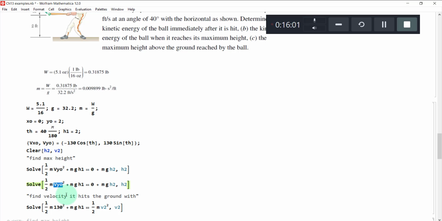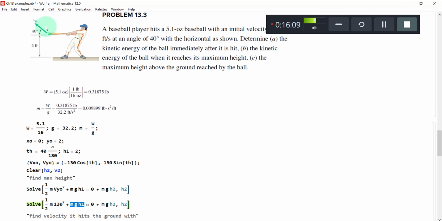So if I consider the entire 130 feet per second to start out with, and my mgh1, so remember, this is not starting at the ground level, it's starting at 2 feet up, and I want to take this up to the highest point.